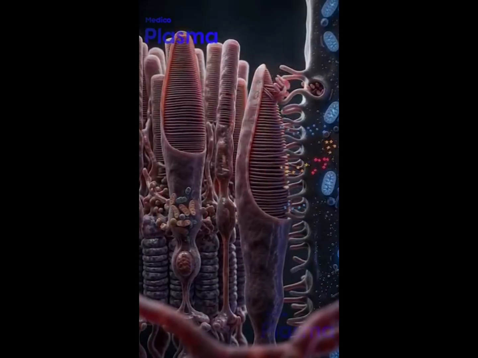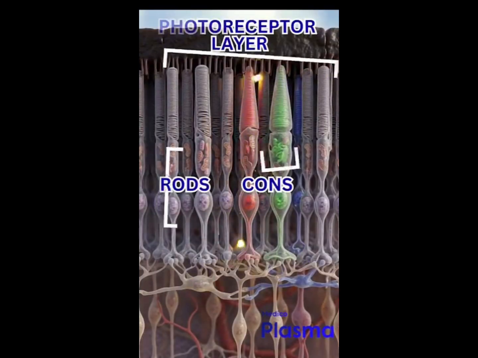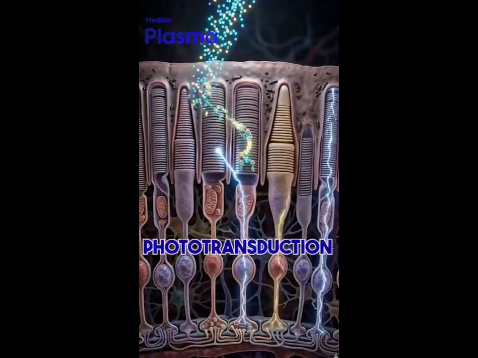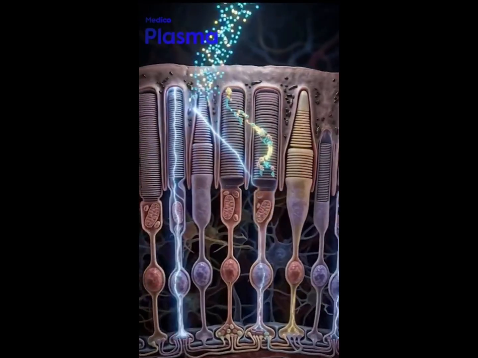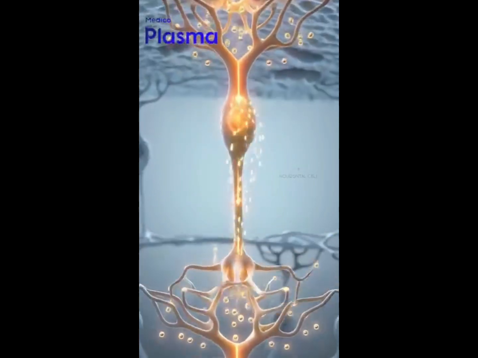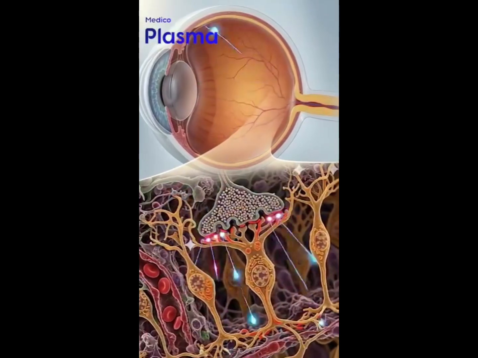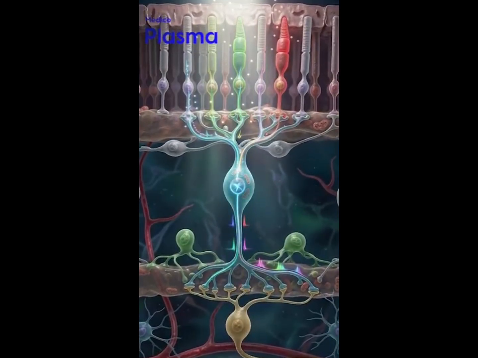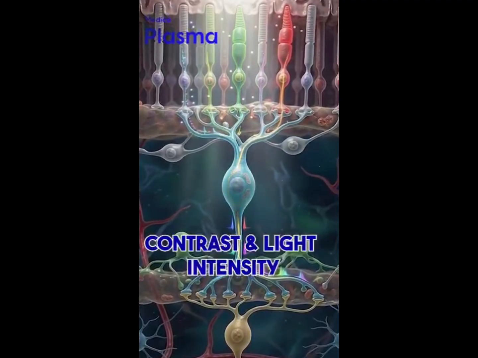Just internal to this lies the photoreceptor layer, which contains the specialized sensory neurons known as rods and cones. These cells capture incoming photons and begin the process of phototransduction, converting light energy into electrical signals. The signals generated in the photoreceptors are then transmitted to the bipolar cells, which serve as intermediary neurons within the retina. Bipolar cells begin the initial processing of visual information, including contrast and light intensity.